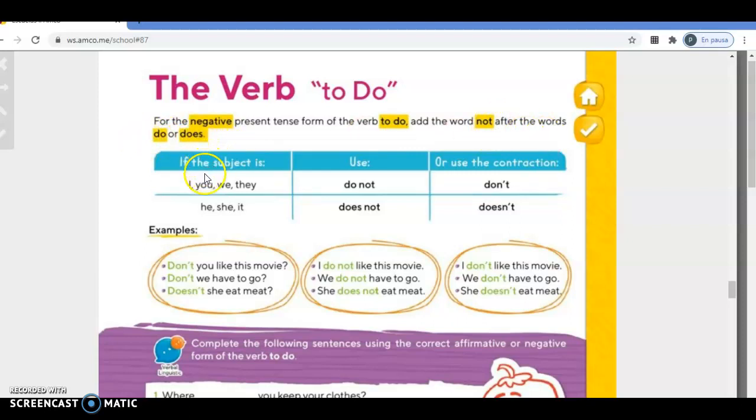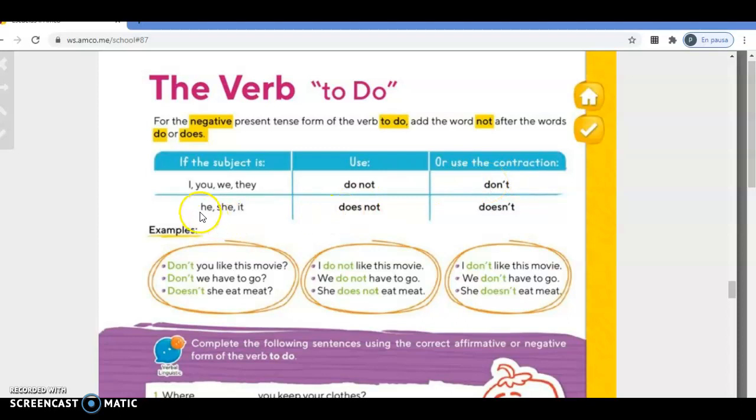Okay, remember, again, I, you, we, and they, we are going to use do. After do, we are going to write not. Vamos a escribir not para que sea negativo. Do not. Okay. If you are going to use the contraction, si vas a utilizar la contracción, it is don't.